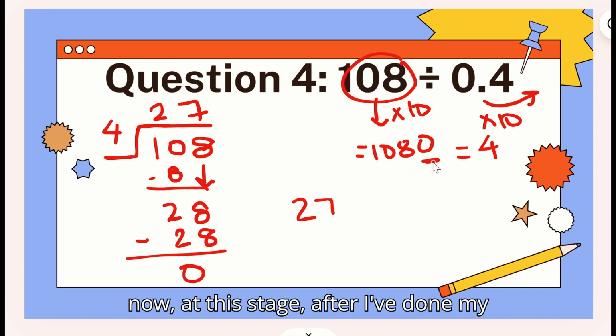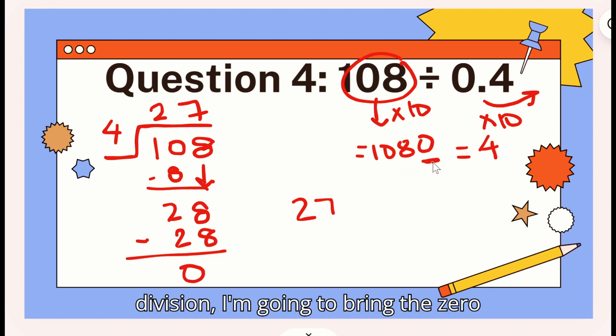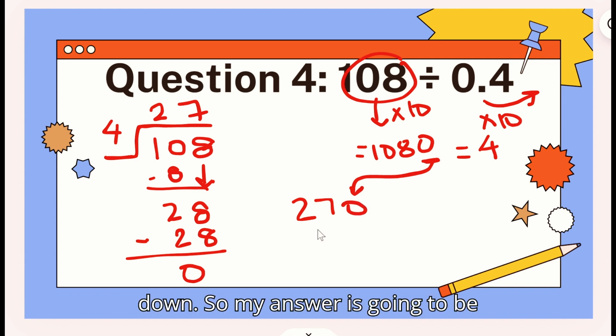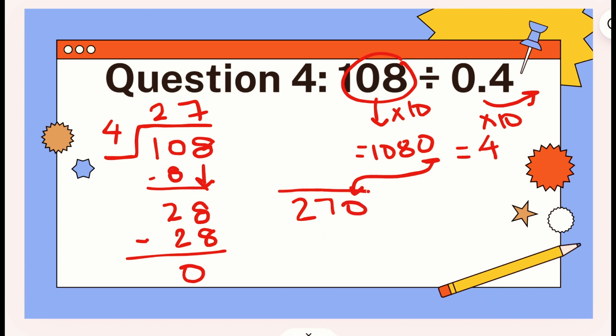But now at this stage, after I've done my division, I'm going to bring the 0 down. So my answer is going to be 270, not only 27.